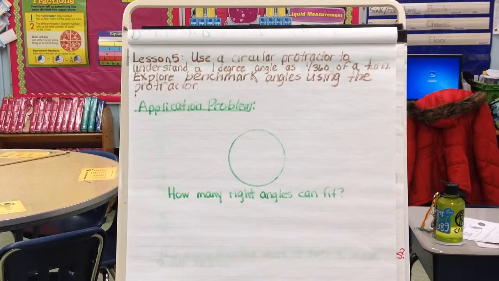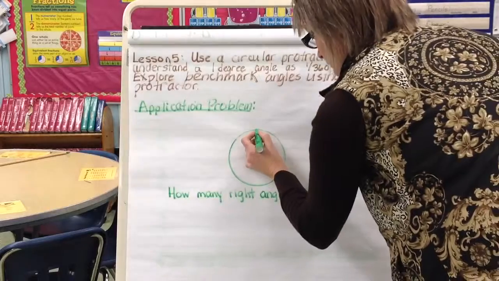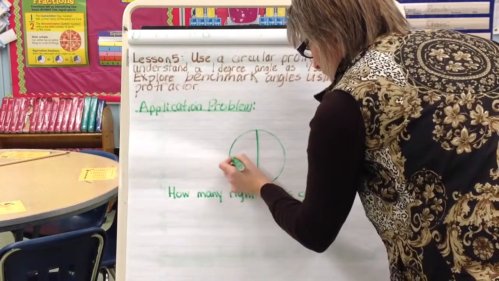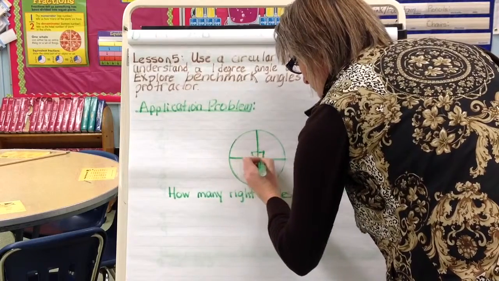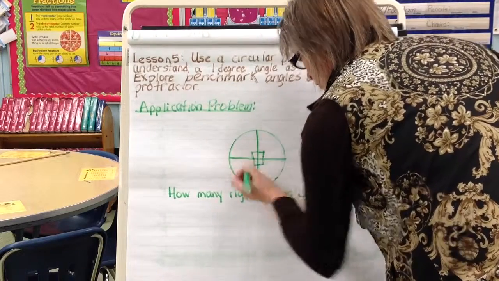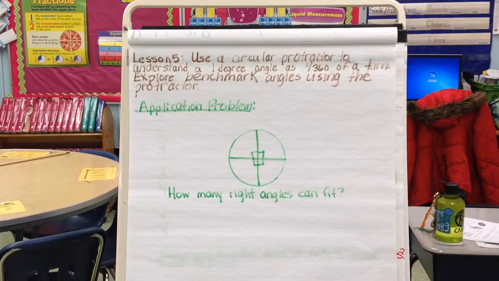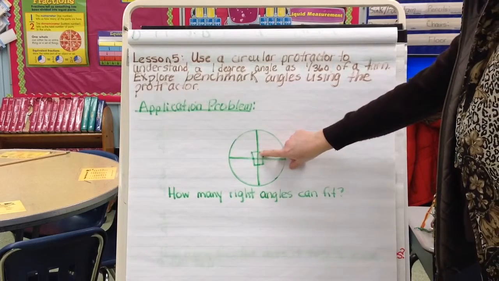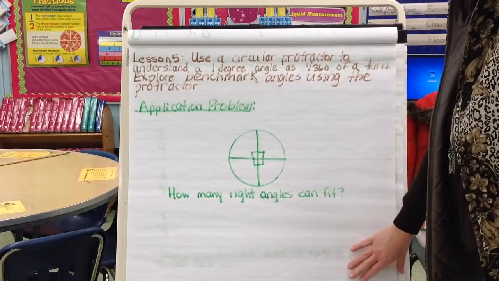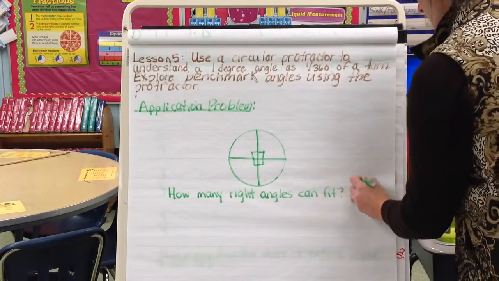Well, if we take a marker to outline the folds that we've made, we can see that we make 1, 2, 3, 4. Remember we use that little sign for a right angle, that little partial of a square. So we can fit 4.